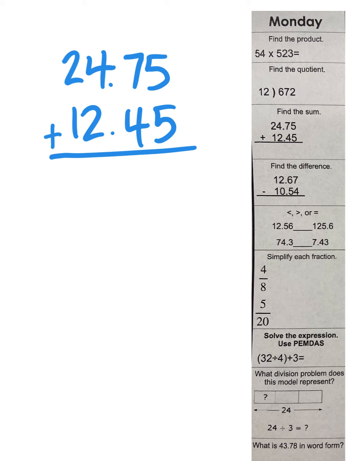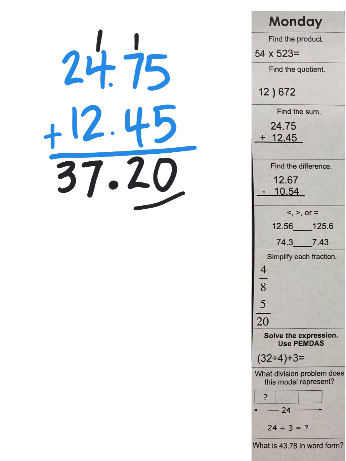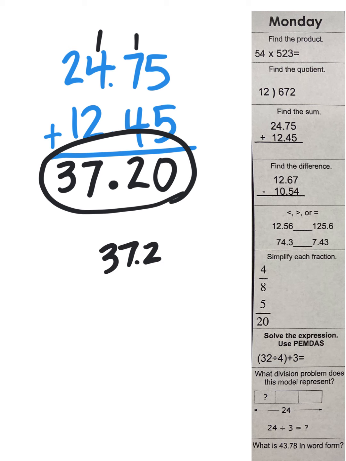So now I'm going to find the sum of 24 and 75 hundredths plus 12 and 45 hundredths. Pause the video and try to solve that for yourself. Let's go ahead and start by adding the hundredths place. 5 plus 5 is 10. Carry my 1. Go ahead and bring down my decimal. 4 plus 2 is 6, plus 1 more is 7. And you got it, 3. My final answer is 37 and 20 hundredths, which is equal to 37 and 2 tenths.